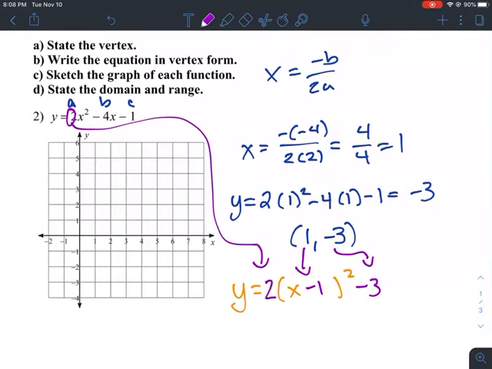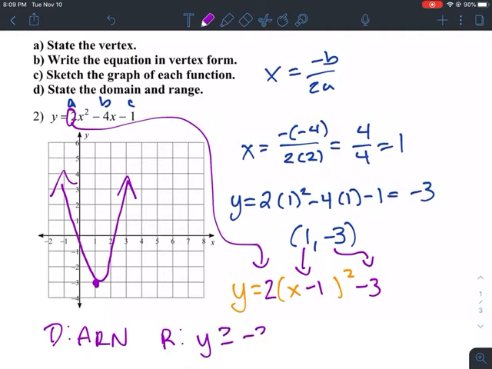So for graphing, it's at the point 1, negative 3. And since a is 2, we know that it's a stretch, which makes it narrower. So it looks something like that. Domain, as always, is all real numbers. And range, all of my points are above the vertex. So that means that all the y's are greater than or equal to negative 3.